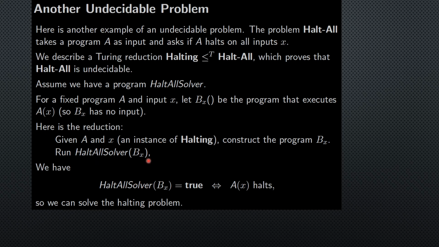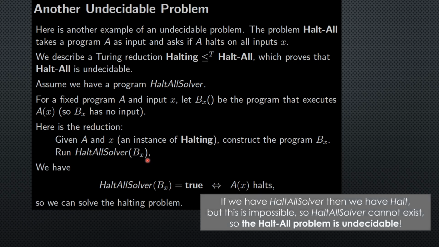So, if we have a solution to halt-all, we have a solution to halt. That tells us halt-all is not solvable. Halt-all is undecidable, because if it were decidable, we'd have a solution to the halting problem, which we've shown from first principles is undecidable.